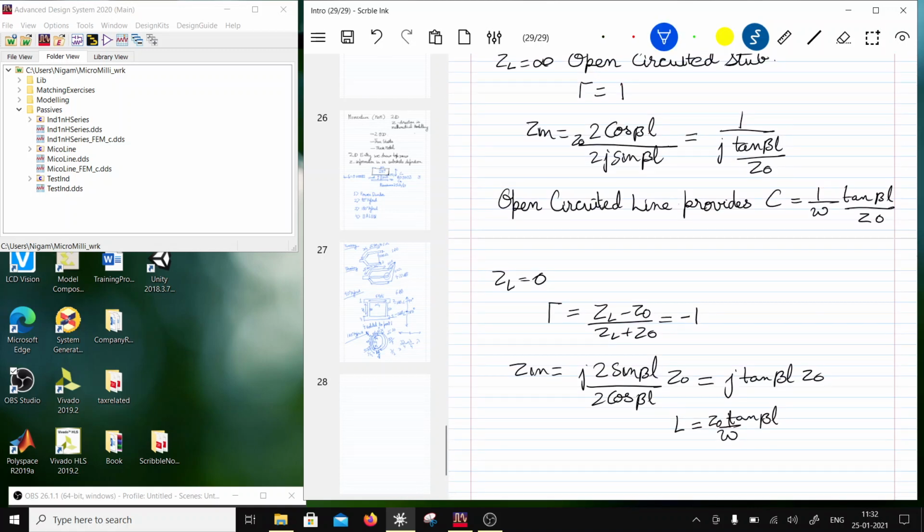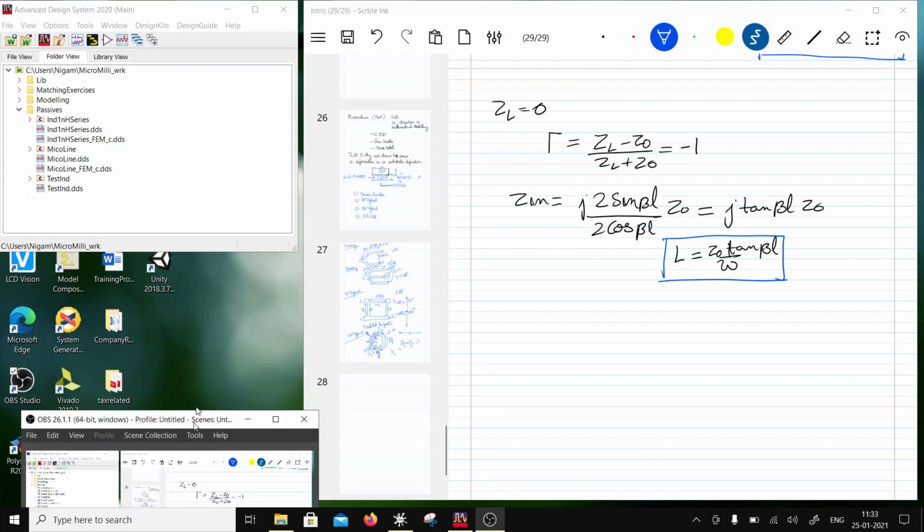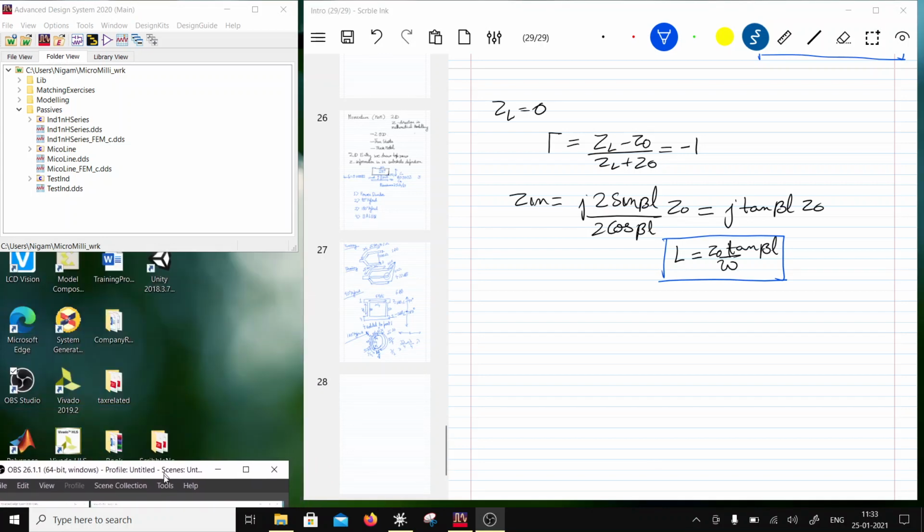So let me just outline that. An open circuited stub can be used to provide capacitance. A short circuited stub can be used to provide inductance. So with this out of the way, this was just something which was left over. Now let us proceed to looking at a shunt inductor.